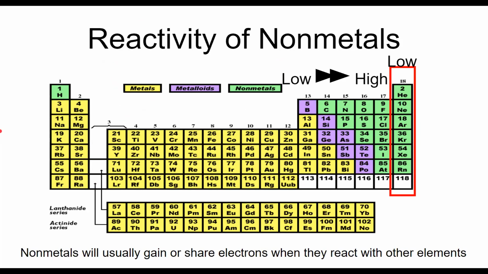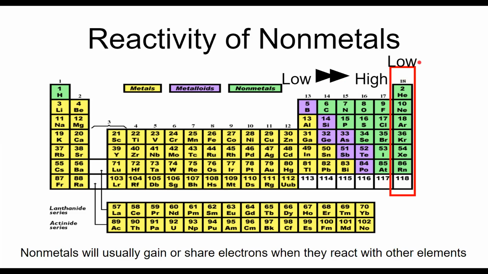Nonmetals go the opposite direction. Nonmetals start as being fairly low reactivity, and then as you get closer to the right-hand side of the periodic table, you get higher and higher and higher, right? So carbon and nitrogen and phosphorus are fairly low reactive, but oxygen and especially stuff like fluorine and iodine are very, very highly reactive.